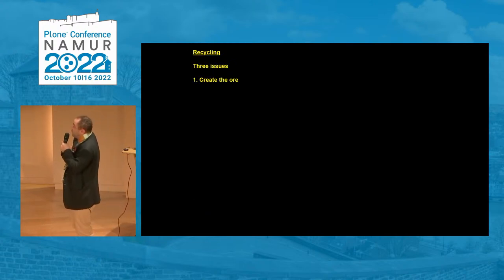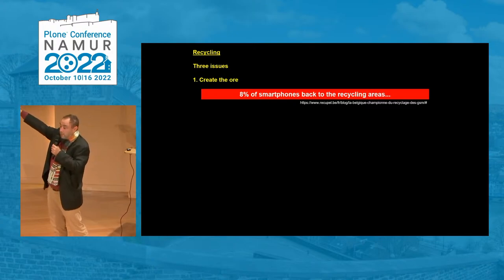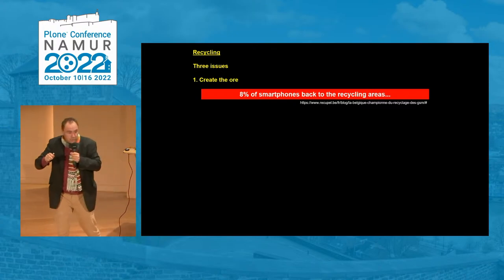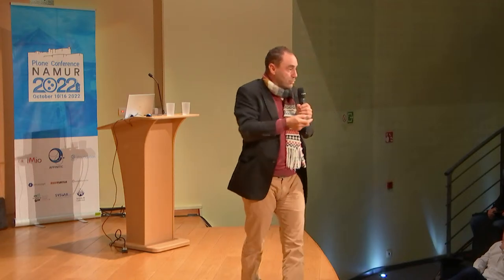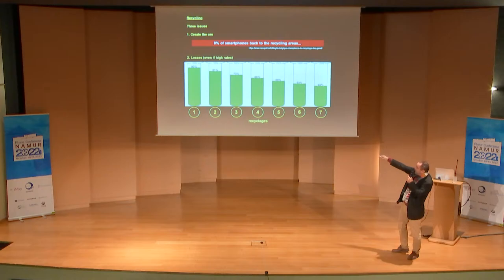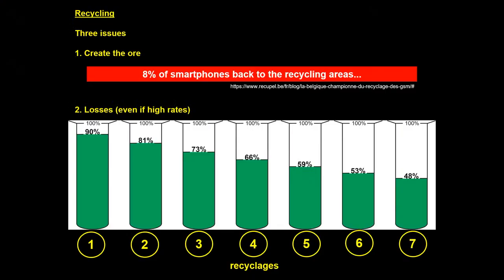And recycling, you have to create the ore. At the moment, only 8% of the smartphones are brought to the recycling area in Belgium. And I'm sure that you know that, because if you go home, you go to the desk where you compile all the old smartphones, all things. So if you have a recycle rate quite high, 90%, each cycle you lose 10%. First cycle, second cycle, you have 90% of 90%. Third cycle, 90% of 81%, and so on. At the seventh cycle, you have less than half of the material you had at the beginning.